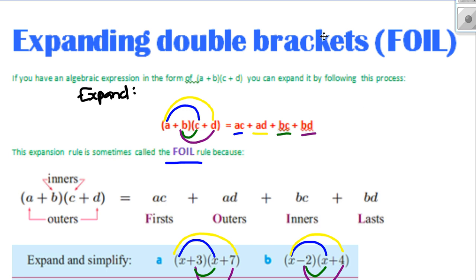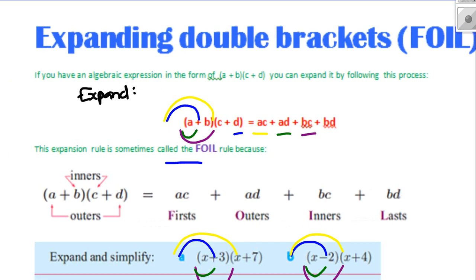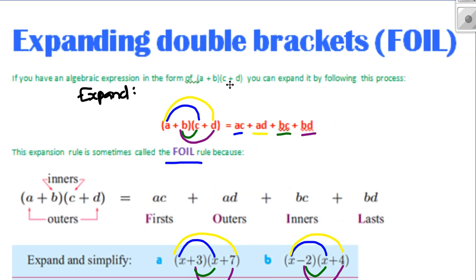So expanding double brackets. If you have an algebraic expression in the form of (a + b)(c + d), with the brackets right next to each other, this is formally called a quadratic expression, and you can expand it using the following process. Similar to before, we can draw the rainbows if you want. Basically, everything in the first bracket needs to be multiplied by everything in the second bracket.